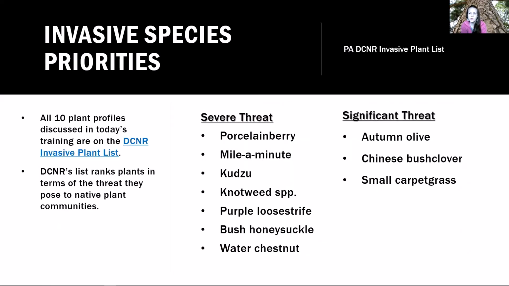And then lastly, we just wanted to give you a perspective of the importance of some of these species. The DCNR has an invasive plant list where they rank species based on the threat that they pose to native communities. All 10 of the species that we've talked about here today are on the DCNR invasive plant list, and you can see how they are currently ranked on there. Porcelainberry, mile-a-minute, kudzu, knotweed, purple loosestrife, bush honeysuckle, and water chestnut are all considered severe threats. And autumn olive, Chinese bush clover, and small carpetgrass are each considered a significant threat.